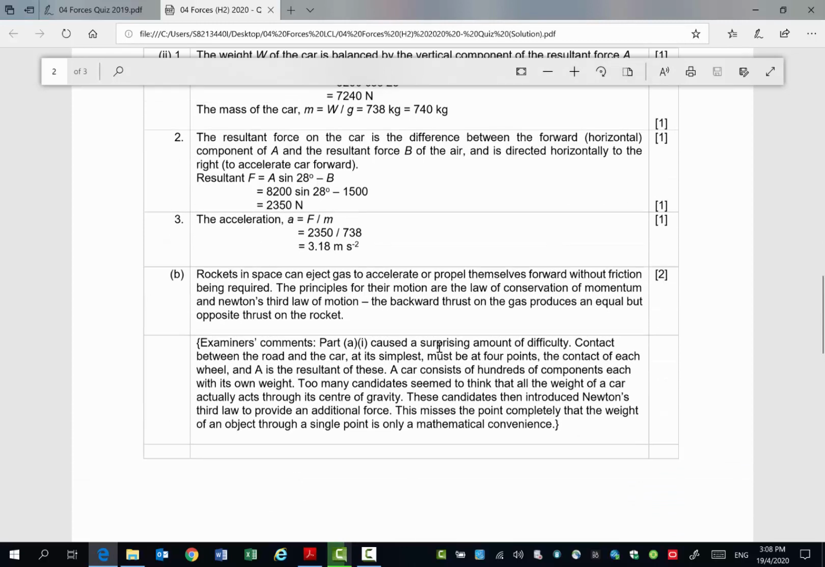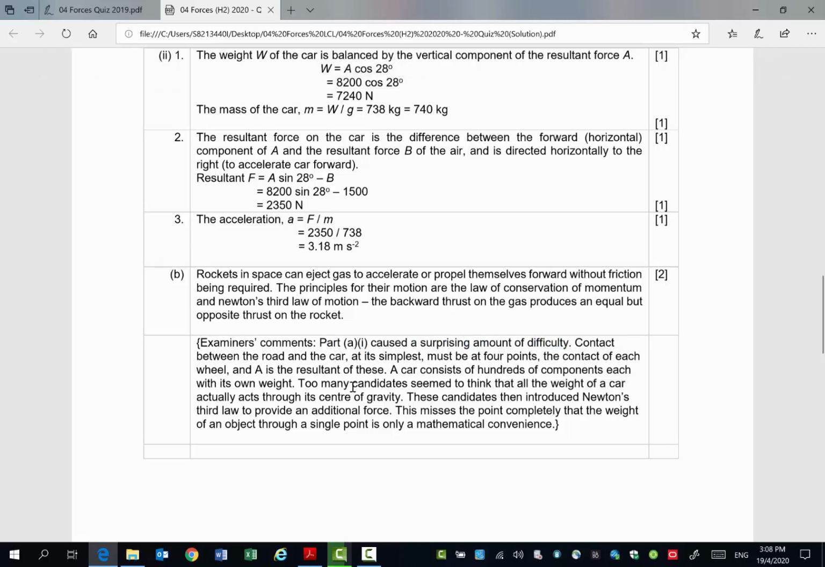Here I have also written the examiner's comment. Part A1 causes a surprising amount of difficulty. In the examiner's report, Cambridge has also commented that this is surprisingly difficult for candidates. The key problem is that too many candidates seem to think that all the weight of a car is acting through the center of gravity. This is not really true, because considering the weight of an object acting through a single point is just for mathematical convenience. The weight is really acting on every part of the car.